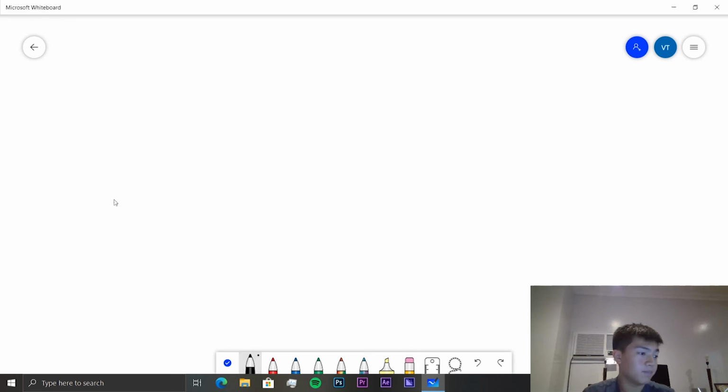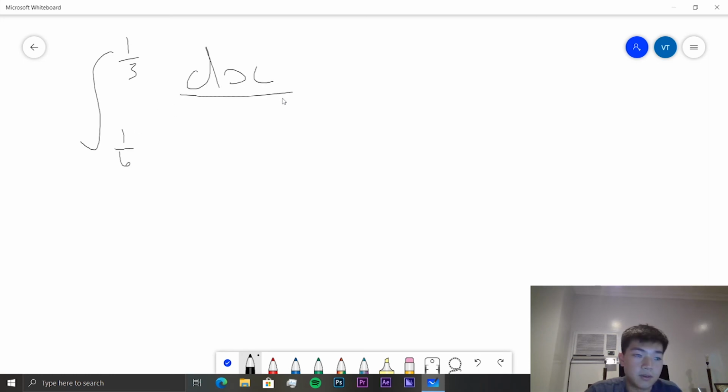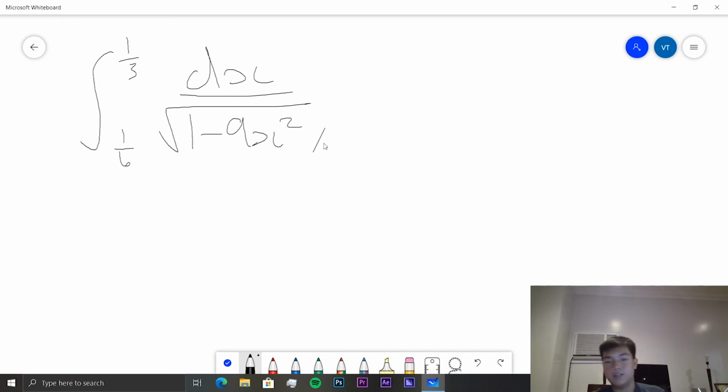Okay, so there's a suitable substitution. Find the exact value of the integral from 1/3 to 1/6 of dx over square root of 1 minus 9x squared. Okay, interesting. So of course, we need to substitute using sine. So we're going to use the substitution sine u is equal to 3x. So sine u equals 3x.